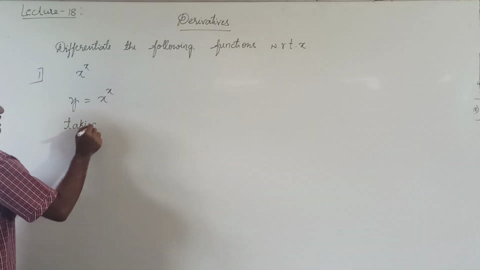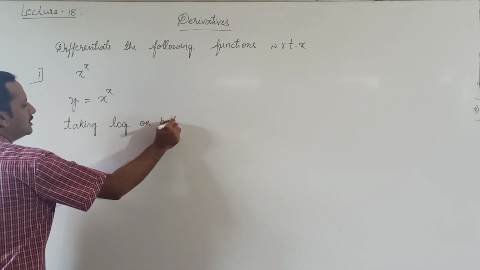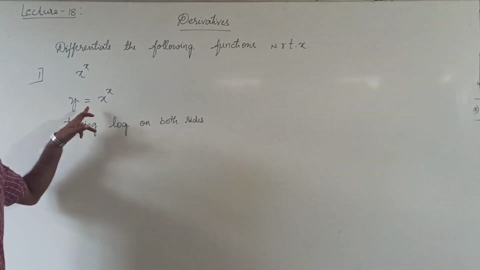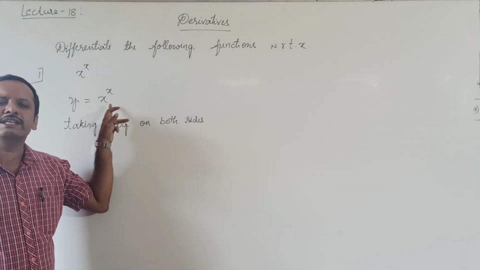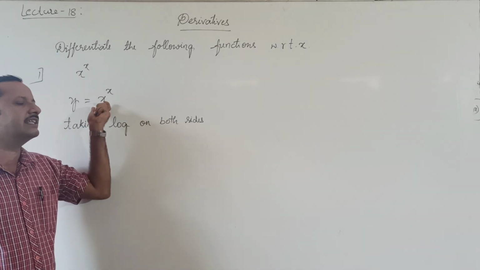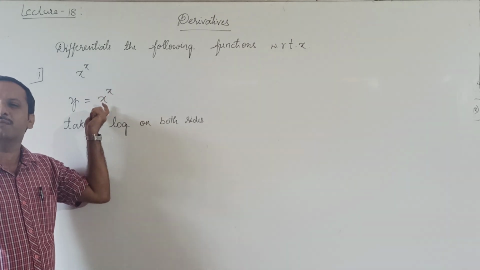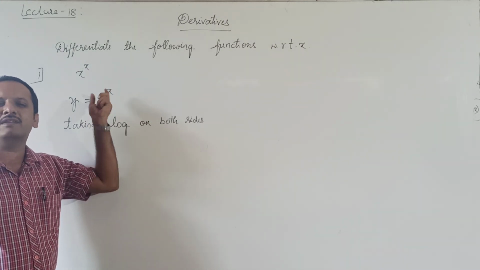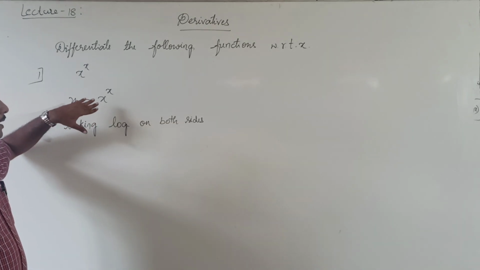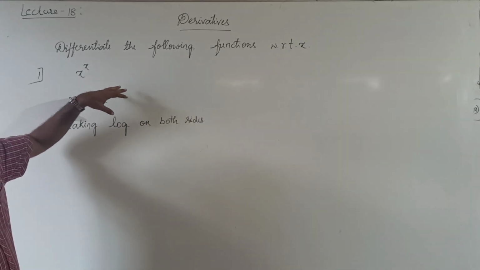Taking log on both sides. If I don't take log, we cannot directly differentiate it because this is neither in the form x power n nor in the form a power x. If the base is constant and the power is a variable, it is in the form a power x. And if the base is a variable and the power is a constant, then it is in the form x power n.